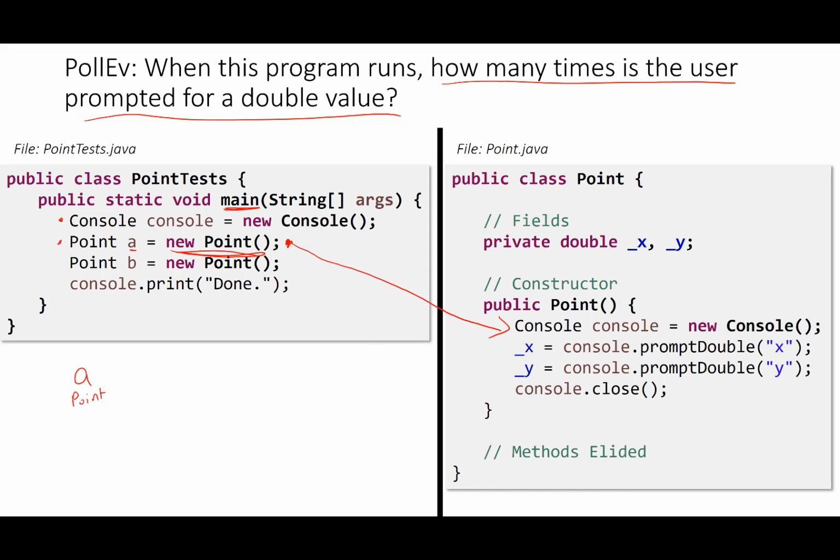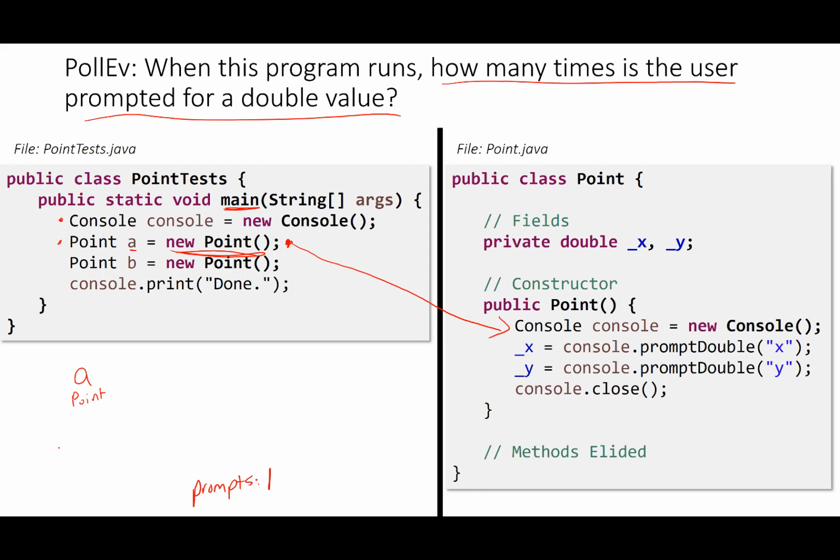And remember, we can identify the constructor by the keyword public, no return type, and then the name of this special method, which is the same as the name of the class it's declared in. We see that we're making a new Console within the Point constructor, and here we're prompting the user for a double value. So that's the first time that we are prompting the user for a double. I'm going to make a note of that. We've prompted once, and we're prompting the user for x.